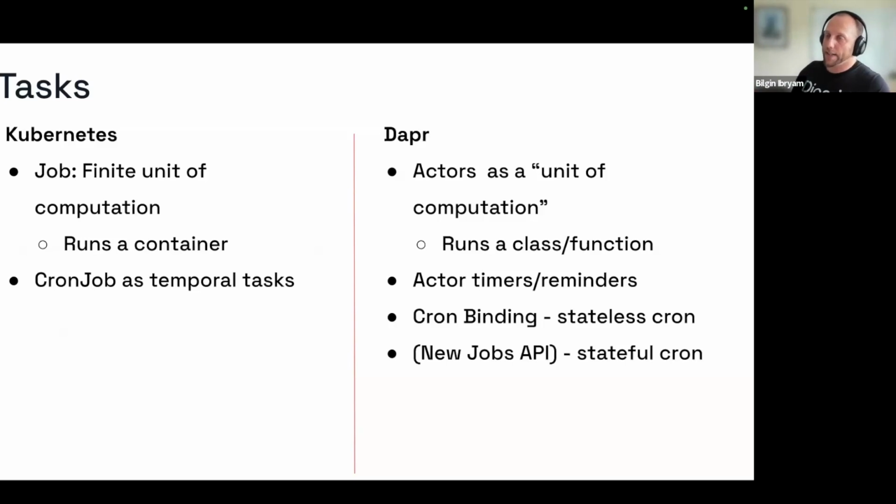On the Dapr side, if you want to run some small unit of computation, I would say the smallest unit is an actor, which can be as small as almost a function. And the Dapr sidecar will make sure that these actors are scheduled on your apps and triggered in a way that's considering failures. You can use actor reminders and timers to schedule those interactions. You can use the cron binding for stateless temporal tasks, or the new Jobs API, which is coming, which will be a stateful way of scheduling tasks.